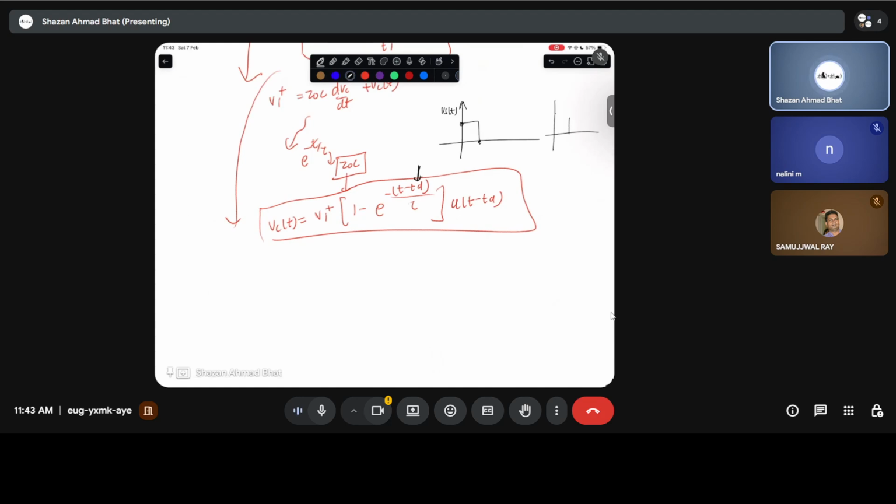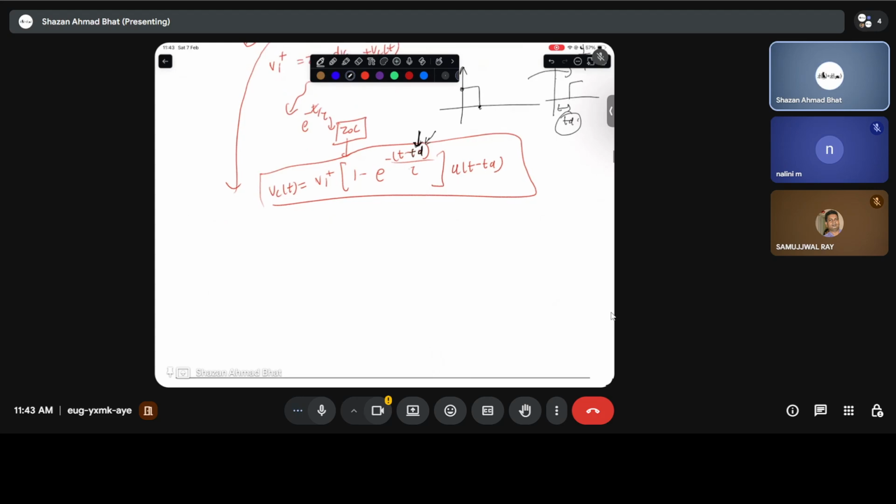Once it reaches the capacitor, there is a time delay. So it reaches the capacitor after a time delay of td. That's why the shift in time has to be seen in the equations. This time td represents the time delay associated with the wave motion. Which wave? The voltage wave, which we are applying at the source. So that's why there is td.